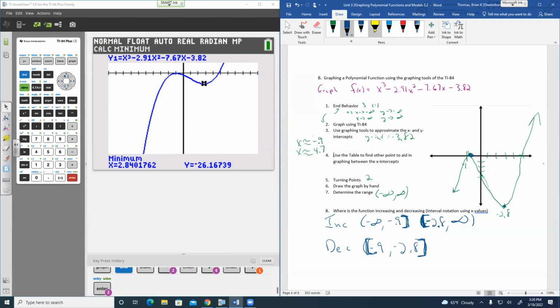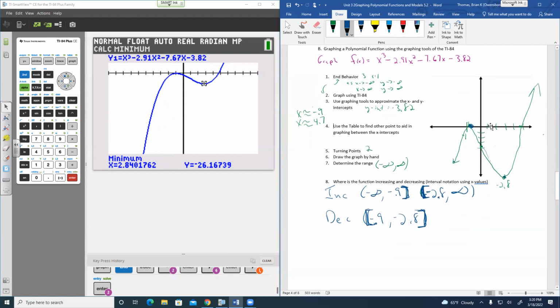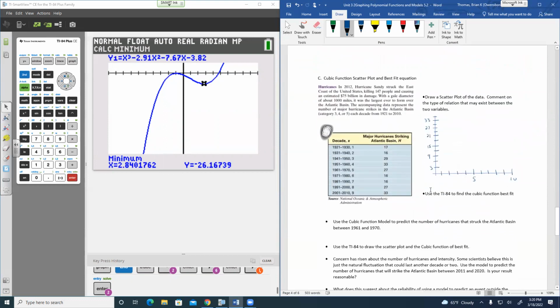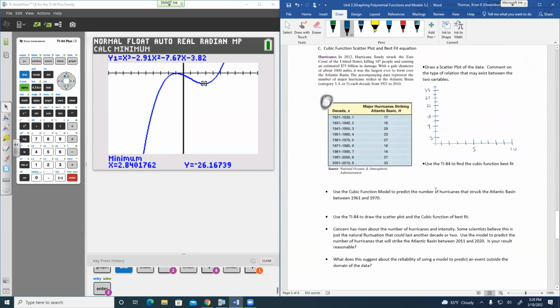So I'm used to doing brackets actually, so that's why I kind of changed that. All righty, so what else do we have here? We have an application: a cubic function, scatter plot, and a best fit equation. So this looks like a job for the calculator as well, but let's see where we're going with all this.